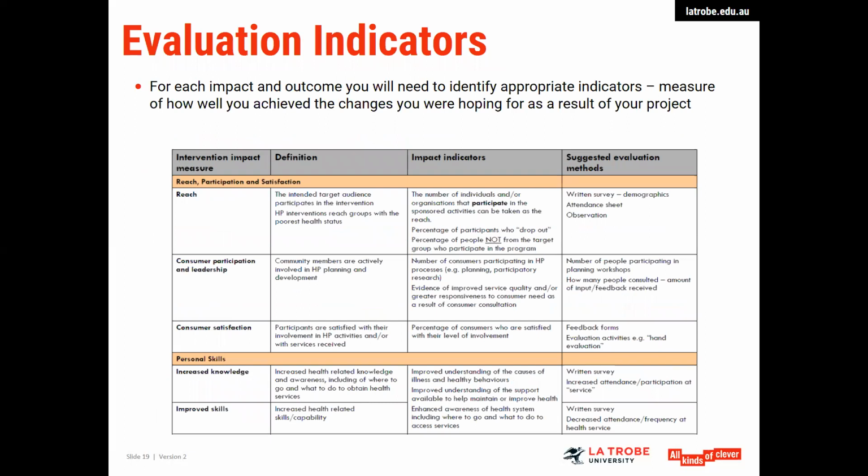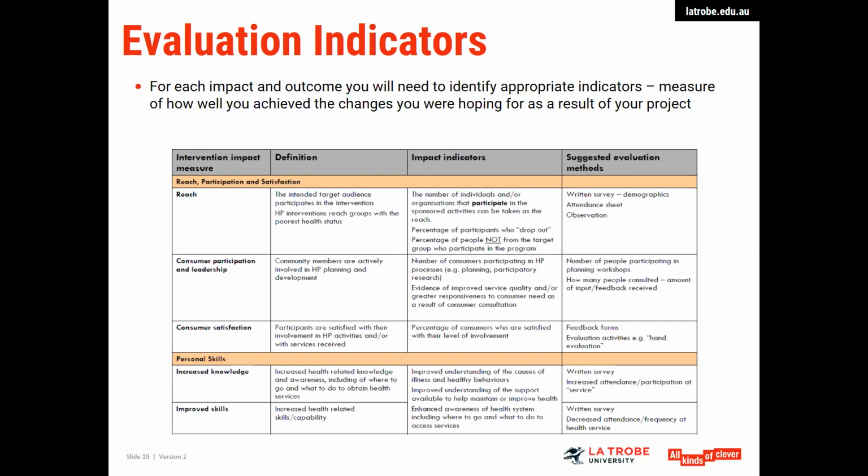So what you need to do when you're planning your evaluation for Assessment 3 is that for each impact and outcome, you actually need to identify appropriate indicators. So measures of how well you've achieved the changes that you were hoping for as a result of your project. One of the PCPs has put together this lovely table of indicators, particularly impact indicators, and I've put this up as a PDF on LMS for you to refer back to.